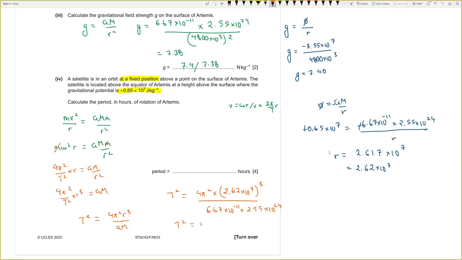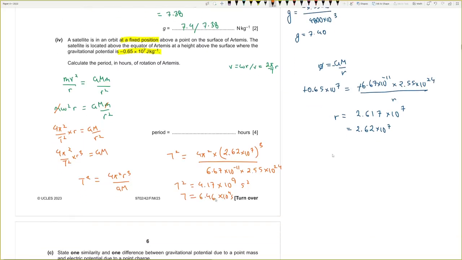So we get this value t squared is equal to 4.17 times 10 to the power 9. After you root the answer, you get t is equal to 6.46 times 10 to the power 4 seconds. Now, to convert this to hours, you have to divide it by 3600. So this gives me a value of t is equal to 17.9, which is rounded off to 18 hours since I have 2 SF data in the question.